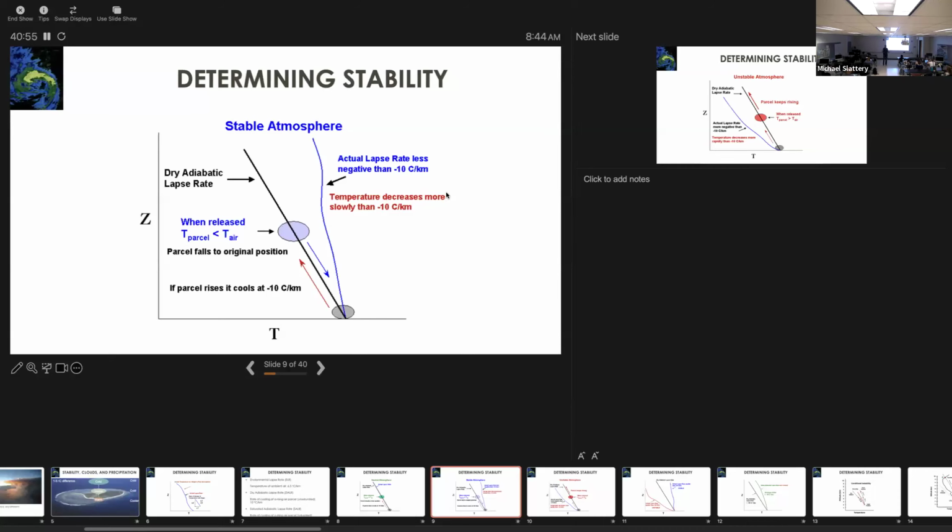Because all these hypotheticals are great, but we've got to get something in the atmosphere. I'm just curious, if the actual lapse rate is already warmer than the dry adiabat, why would the dry adiabat rise? We're going to get there. In this case, it wouldn't. It wouldn't, right?